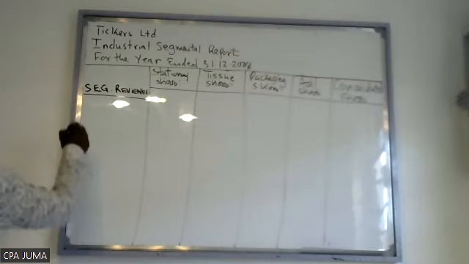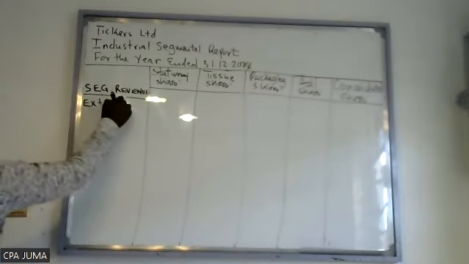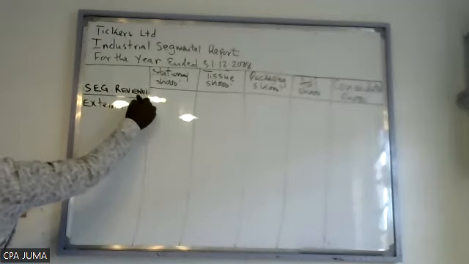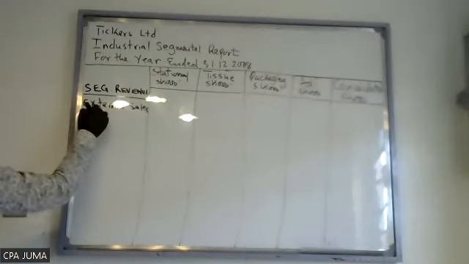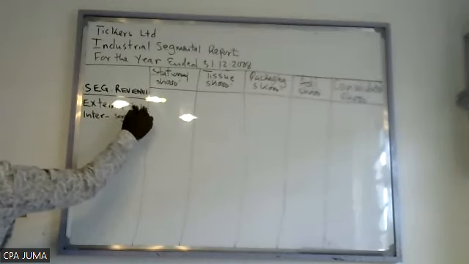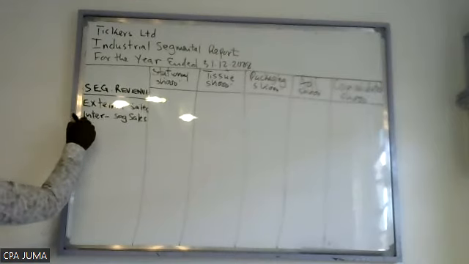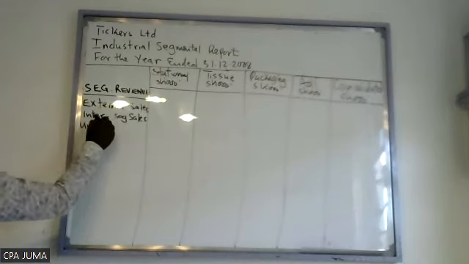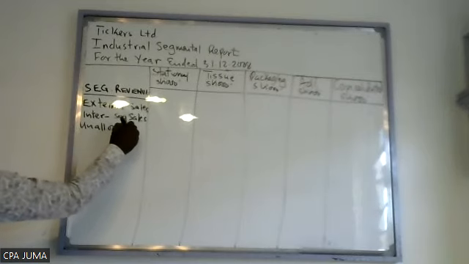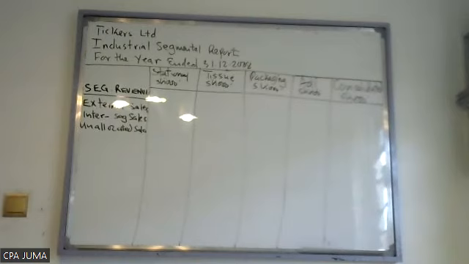So you'll give us external sales, then intersegment sales, and unallocated sales. I saw it somewhere. Unallocated sales. There are those three. So we have a long journey to identify them.